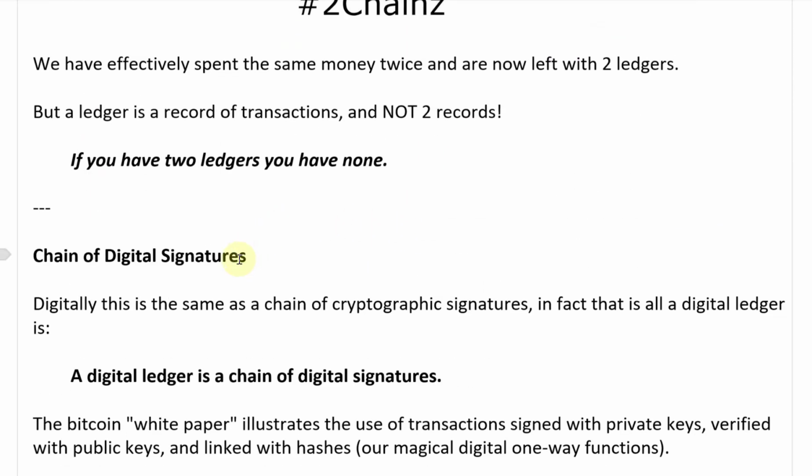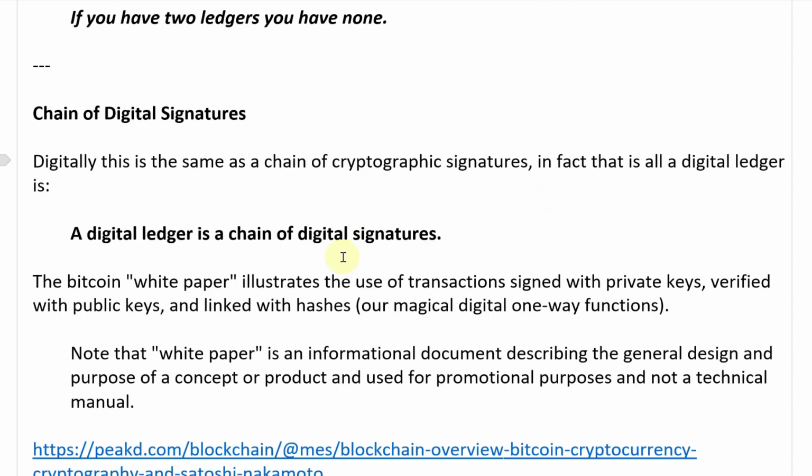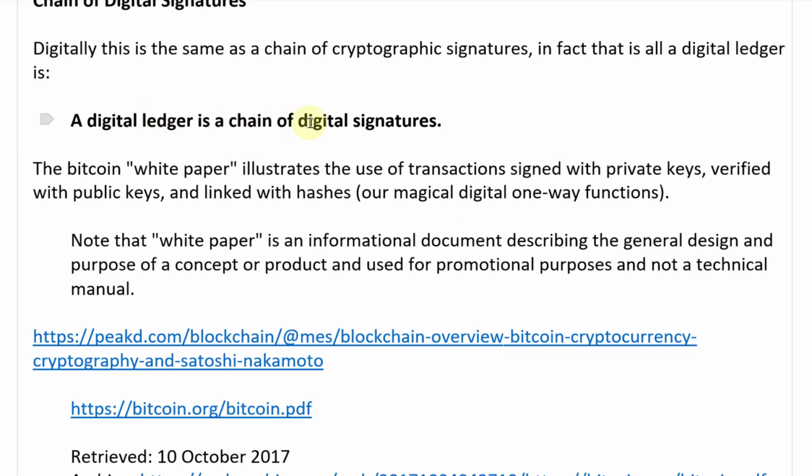Anyway, so, chain of digital signatures. Digitally, this is the same as a chain of cryptographic signatures. In fact, that is all a ledger is. A digital ledger is a chain of digital signatures. The Bitcoin, quote, white paper illustrates the use of transactions signed with private keys, verified with public keys, and linked with hashes, our magical digital one-way functions.